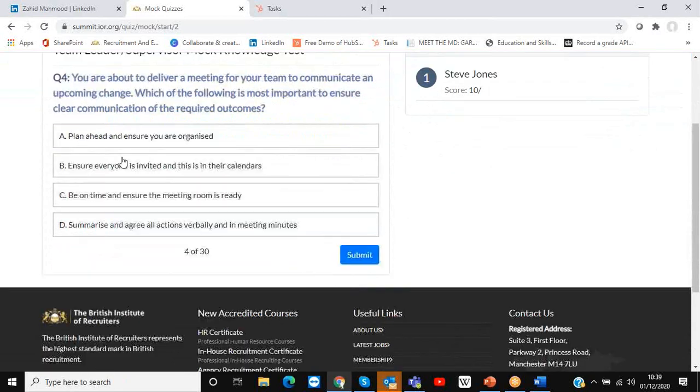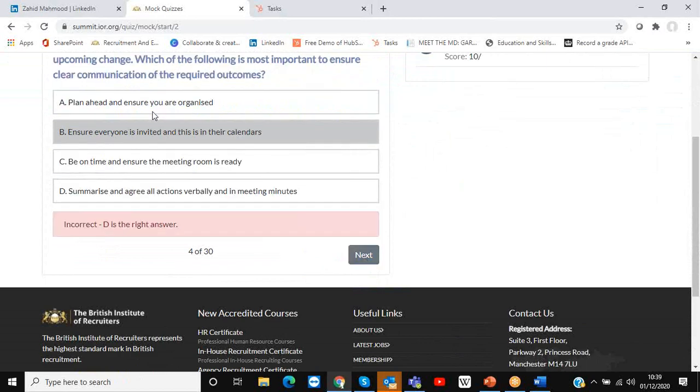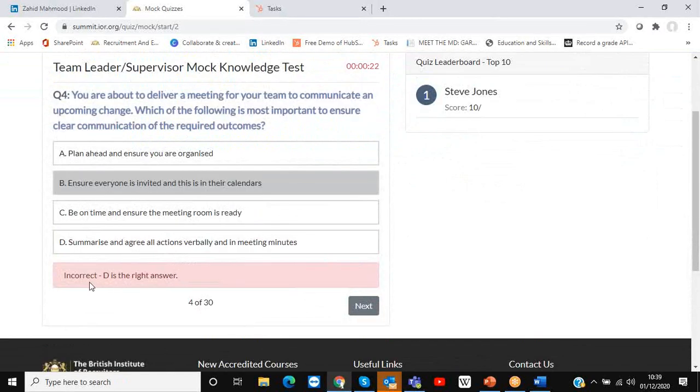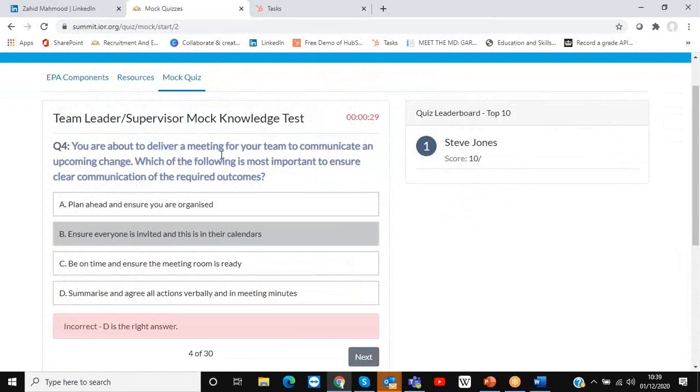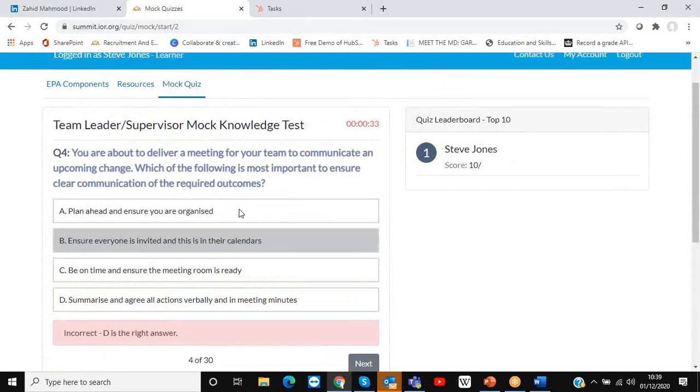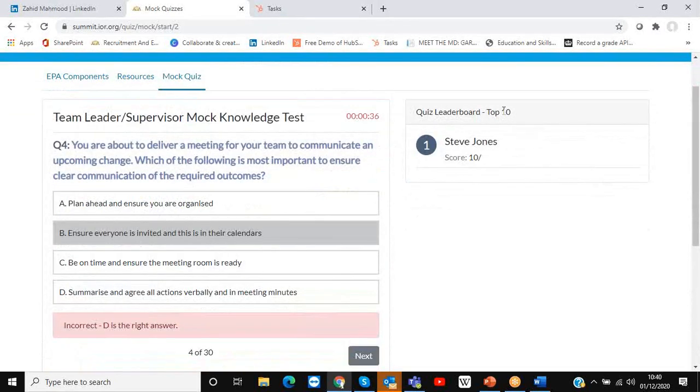And as you can see, as I'm going along, not only is it giving me the incorrect answer, it's giving me the right answer too. So for revision purposes, it's fairly good, we've been told. And there's also a quiz leaderboard there. So if you decide to work with us and you register a cohort with us, that cohort can see how everyone else is doing on the knowledge test and where they are on the leaderboard, etc.